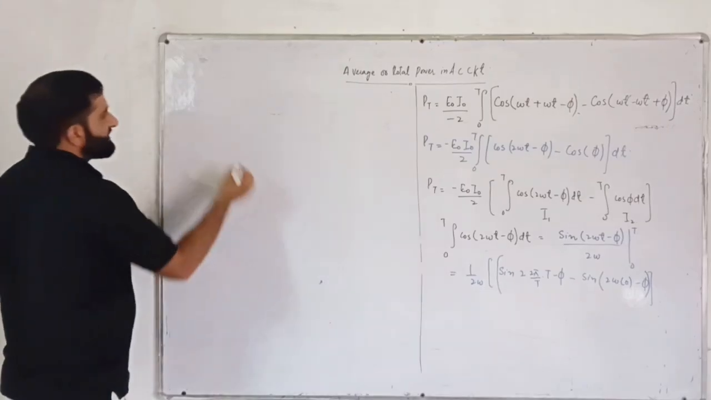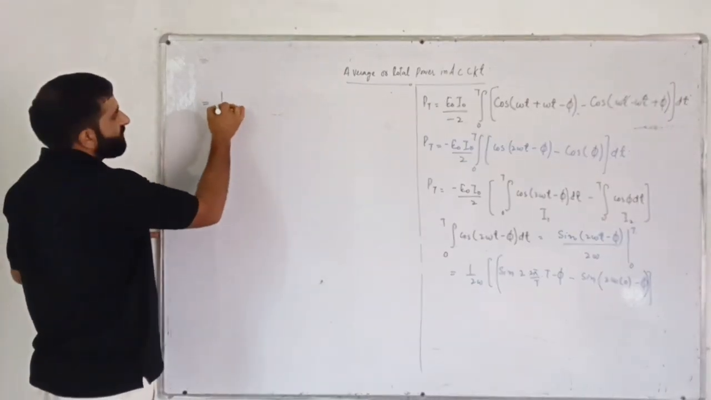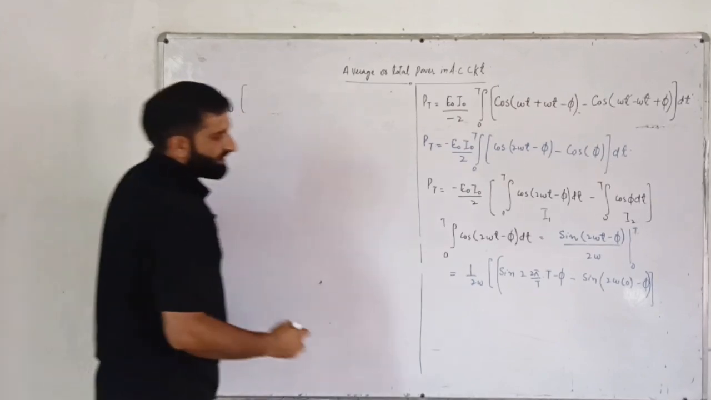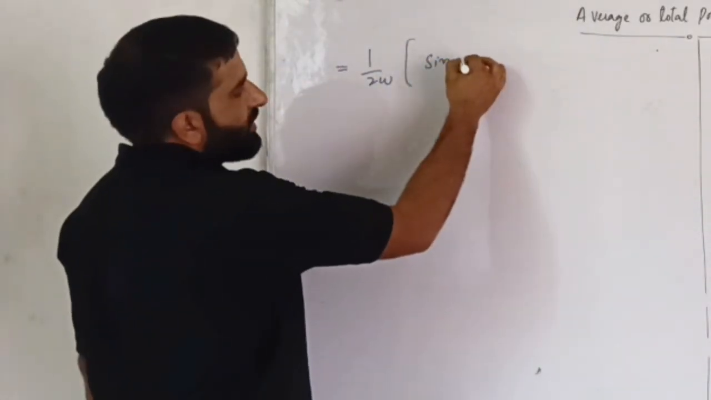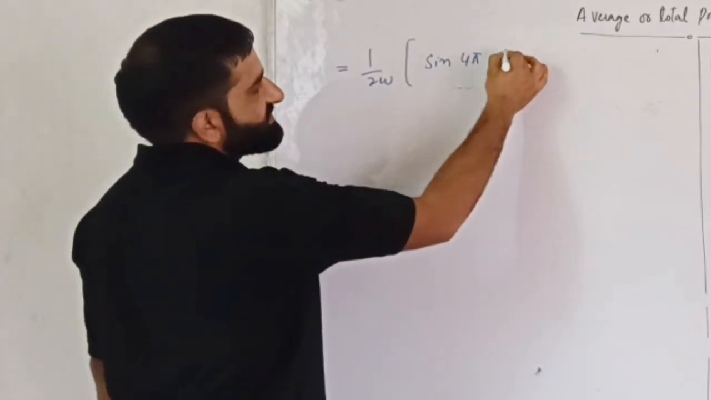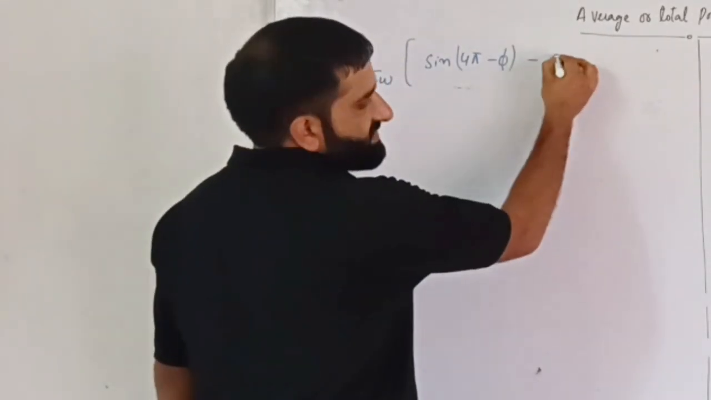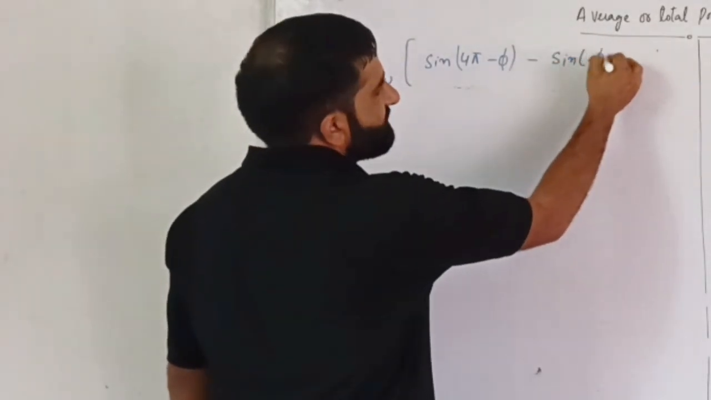That is equal to 1 by 2 omega into this, and T and T cancel out. This is sine of 4 pi minus phi minus sine of minus phi.